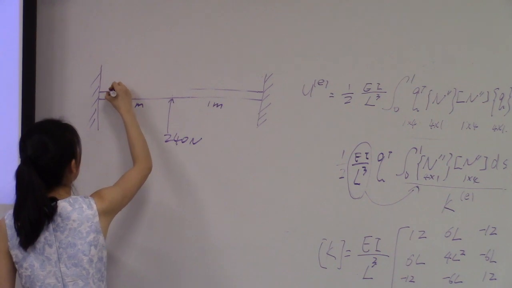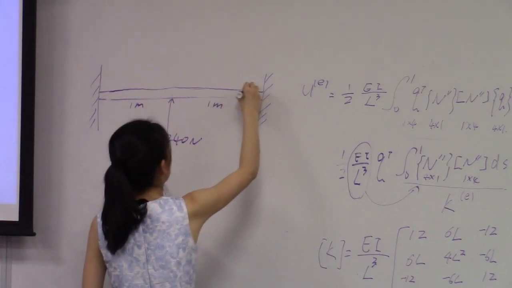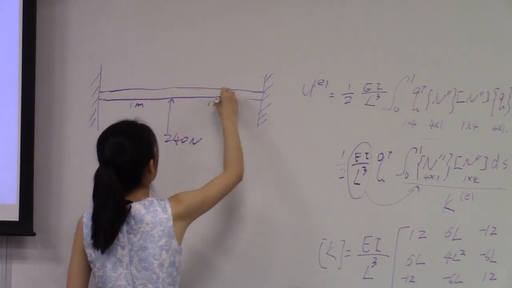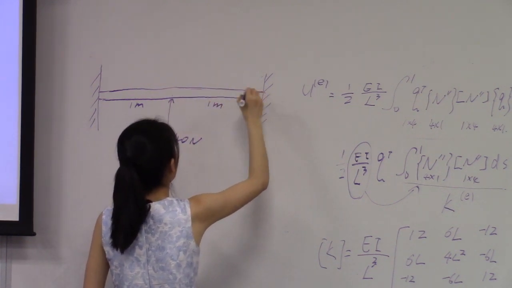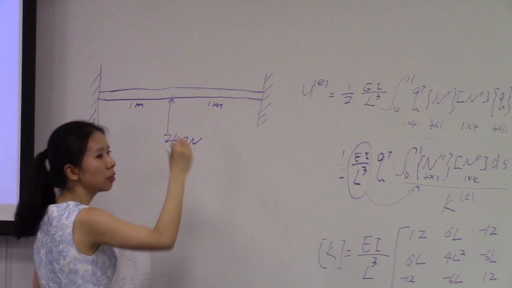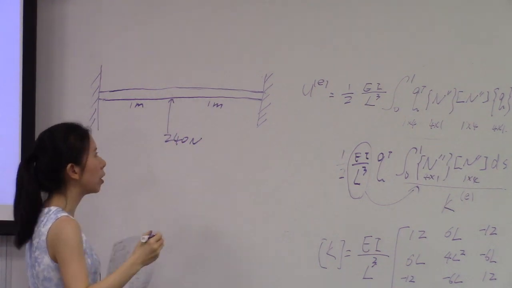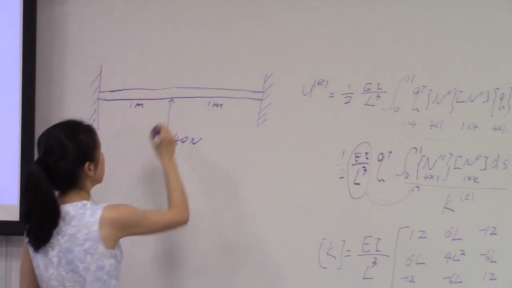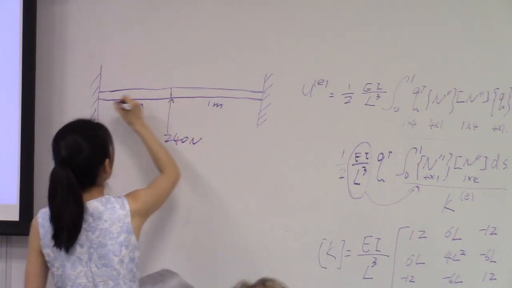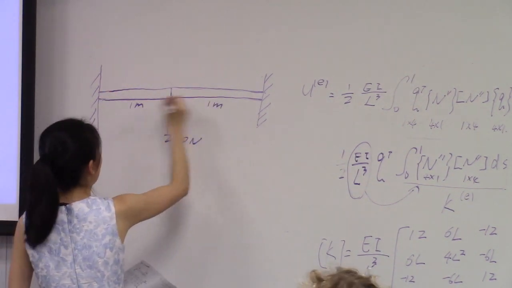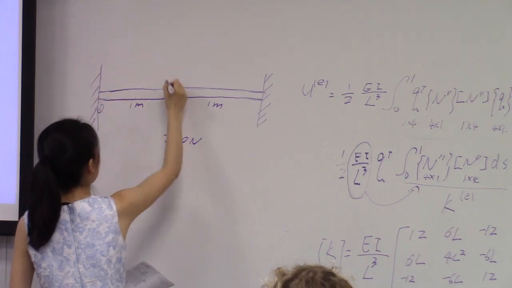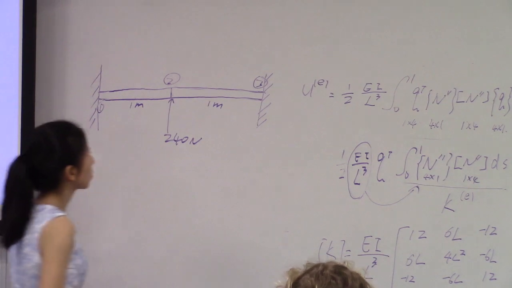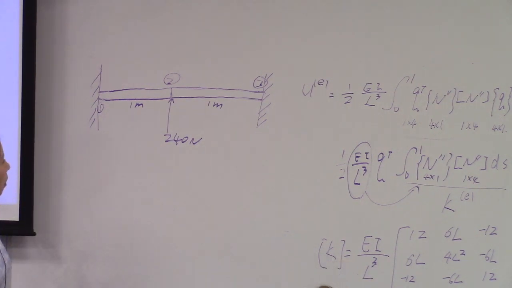Because for a concentrated force the exact deflection is x cubic, and because our interpolation function in finite elements is also cubic, 1 element can give you an accurate result. So I can use 1 element here and 1 element here, and define this as node 1, this as node 2, and this as node 3. So this is the first part.